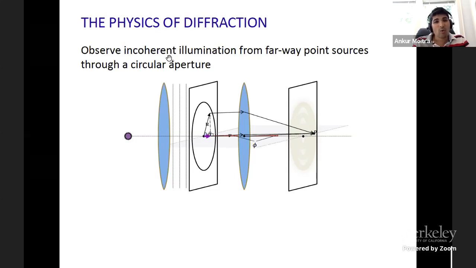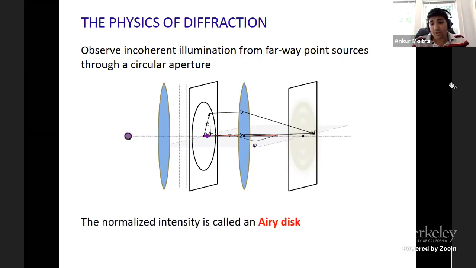And you also need one more key property, which is that the light that you're observing is incoherent. And when you observe a point source that's far away through a circular aperture, you get a diffraction pattern on your observation plane. The pattern that you get from a single point source is called an Airy disk. So let's talk about what an Airy disk is.